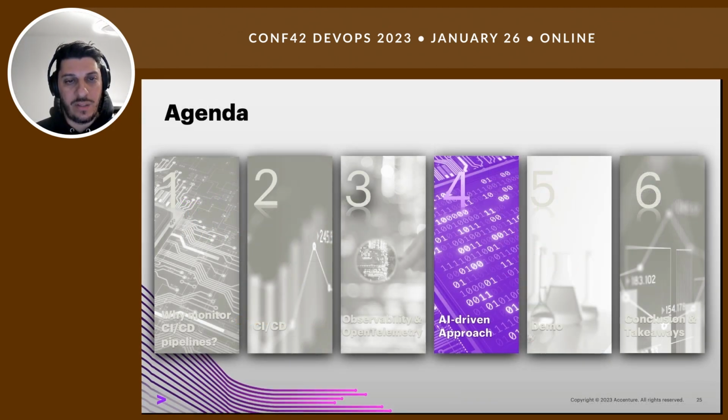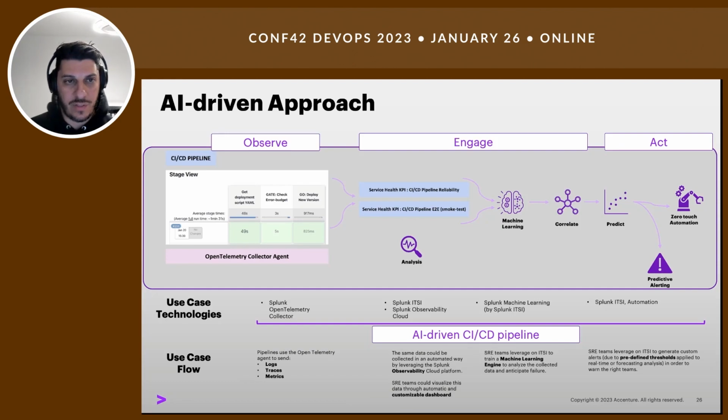Now let's have a look at the AI-driven approach. What you can see here, we have three different stages: observe, engage, and act. In observe, we are using the OpenTelemetry collector agent to collect all the insight logs, metrics, and traces from the CI/CD pipeline, but also from the underlying platform. On the engage, we are going to run a machine learning prediction. So we are going to try to understand and correlate if there is a disruption. You see here that we have two different KPIs. The first one is the CI/CD reliability. The second one is the CI/CD pipeline end-to-end. So we are running a smoke test every 15 minutes and test all stages of a fake pipeline.